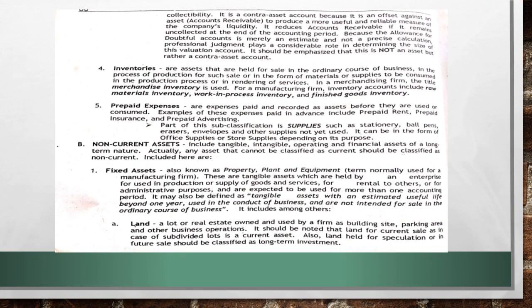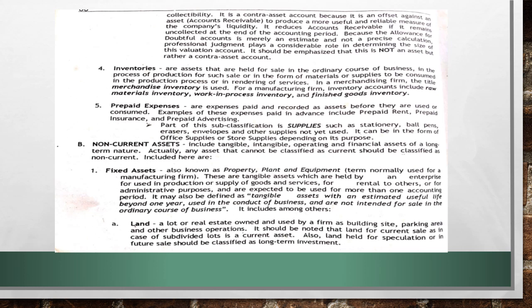The fourth example of current assets are our inventories. Inventories are assets that are held for sale in the ordinary course of a business. So, di ba, we have the three business types. We have the service, the merchandising, and the manufacturing. For service, simply, tawag natin doon is inventory. But for merchandising firm, the title merchandise inventory is used.